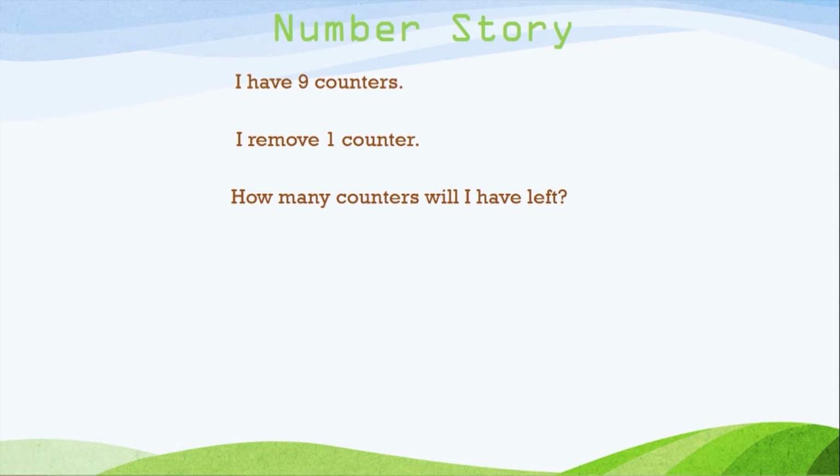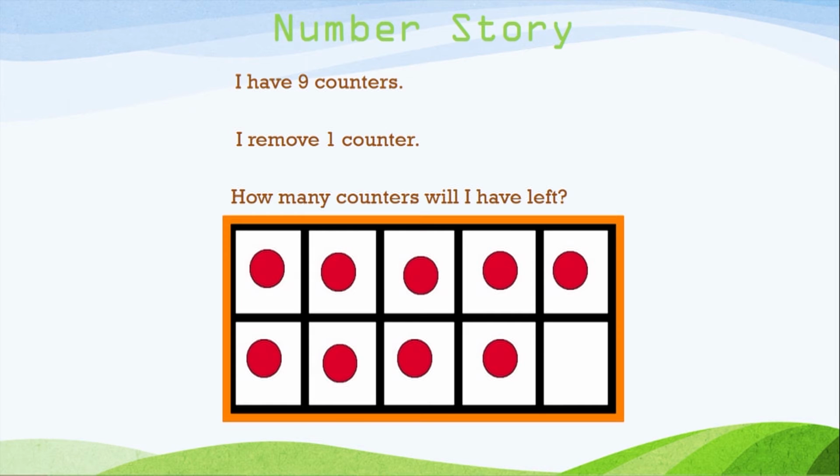So here's our number story. I have 9 counters. I remove 1 counter. How many counters will I have left? There's my 10 frame with my 9 red counters.